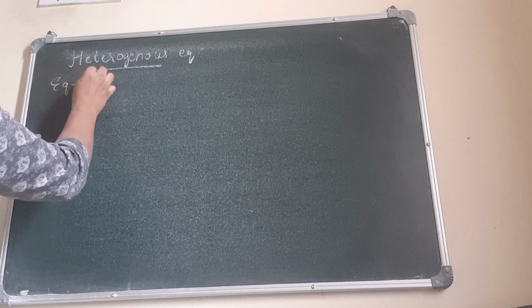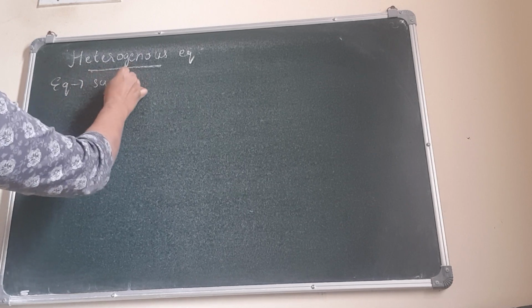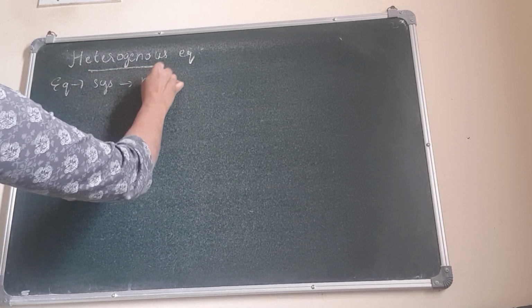Let us now talk about heterogeneous equilibrium. Last class we understood homogeneous equilibrium. Now, what is heterogeneous equilibrium? Heterogeneous equilibrium is a condition where the equilibrium is in a system which has got more than one phase.